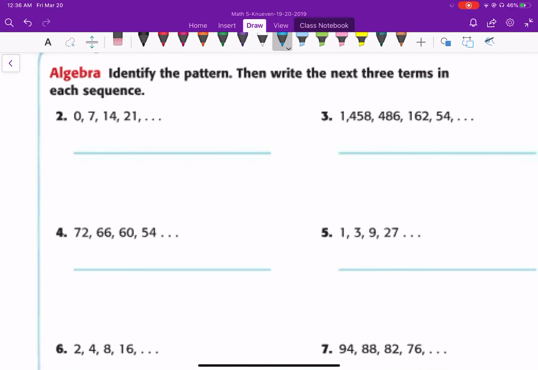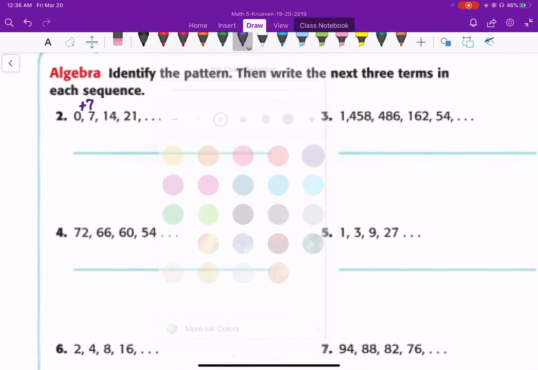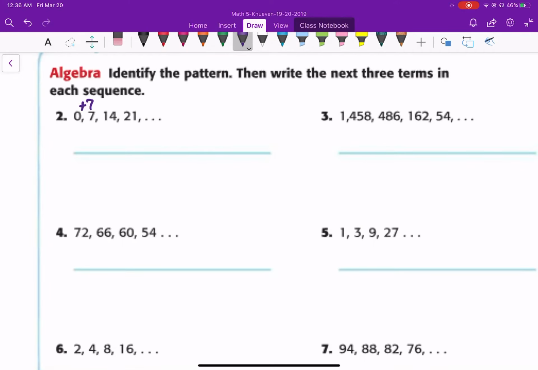All right, so we'll just do four more here. Identify the pattern, then write the next three terms. Okay, so 0, 7, 14, 21. Well, I can see 0 plus 7 is 7. Let's bring that down just a little bit. Hopefully that pattern still works.